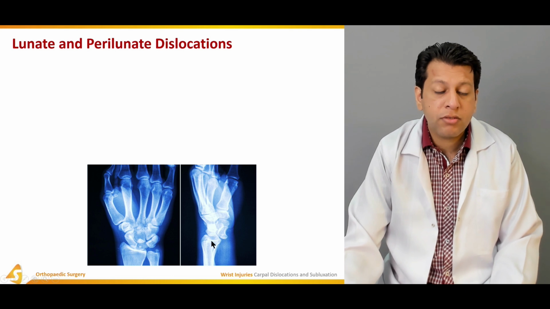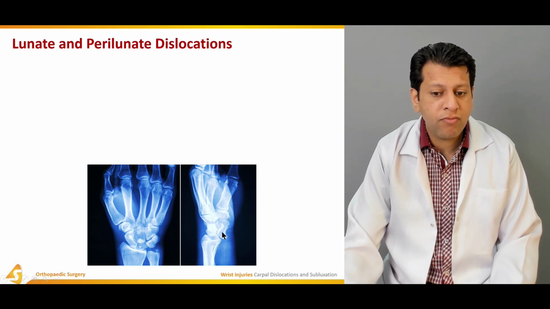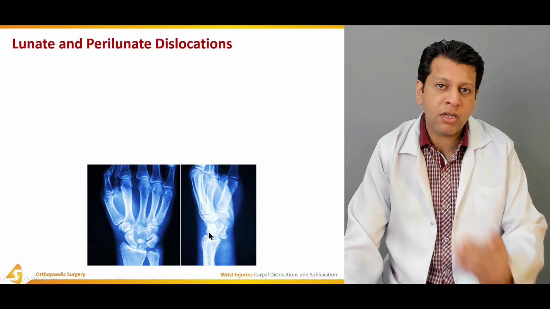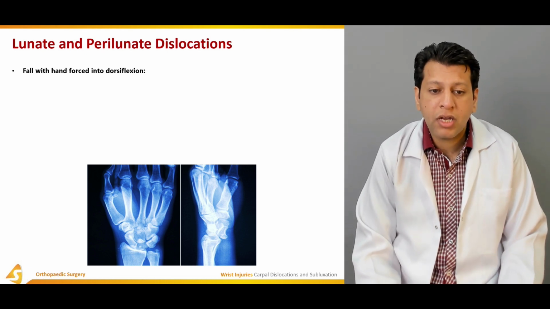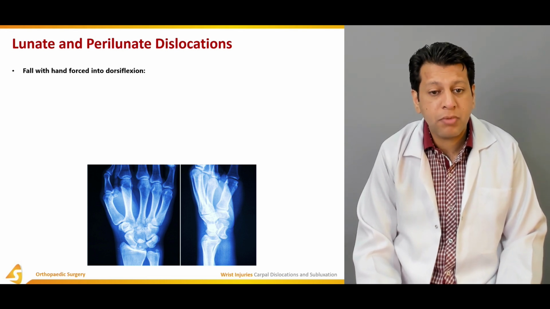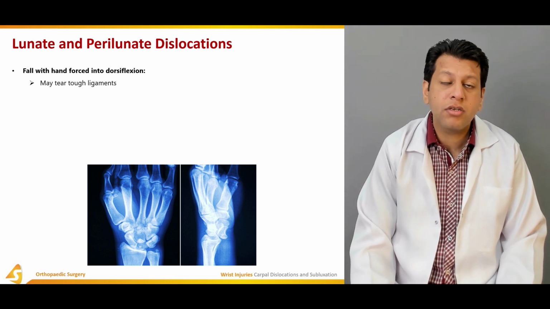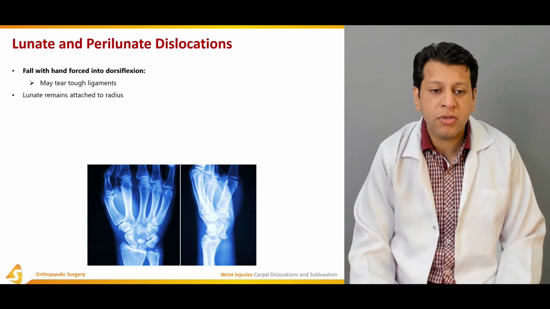So there is a term called the cup in cup appearance. This one cup is the distal radial part, in which there is a lunate, and then there is this bone right over there. So the cup in cup appearance is distorted on the lateral view. This happens when a fall forces the hand into dorsiflexion, especially in a fall on the outstretched hand. And this may tear the tough ligaments, especially the scapholunate ligament; the triquetrolunate ligaments may be damaged.